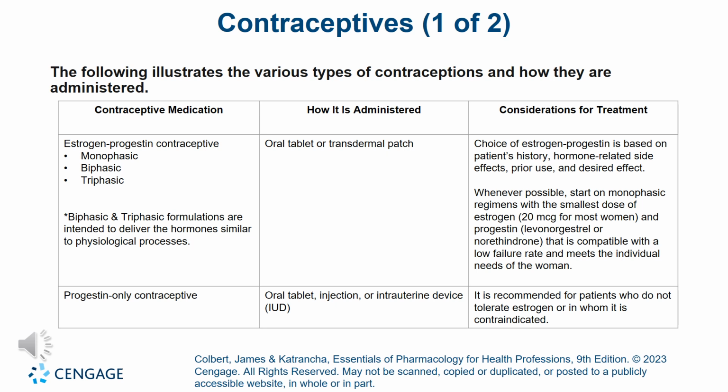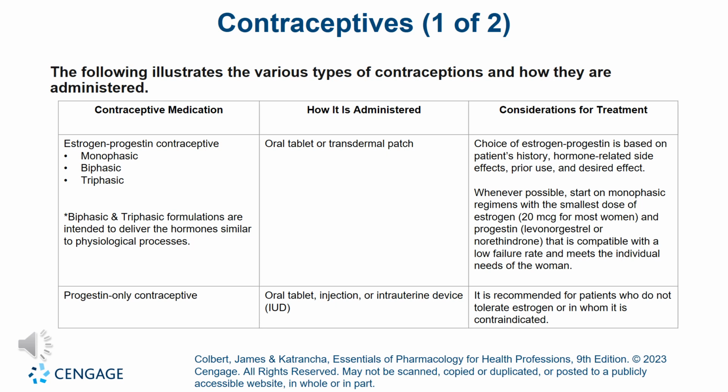Considerations for treatment with these include choice of estrogen. Progestin is based on the patient's history, hormone-related side effects, prior use, and desired effect. Whenever possible, you want to start on the monophasic regimen with the smallest dose of estrogen, 20 micrograms for most women, and a progestin that is compatible with a low failure rate and meets the individual needs of the woman.